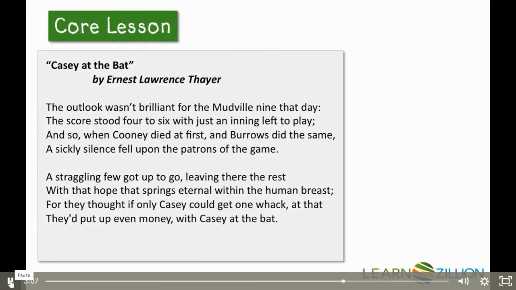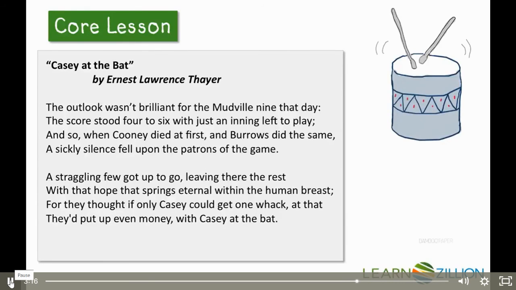Now that I've identified couplets in this poem, I know I'll have to read the two lines together with a similar rhythm. While I read, I want to keep that drum beat in the back of my mind, helping me keep the rhythm. So let's try.